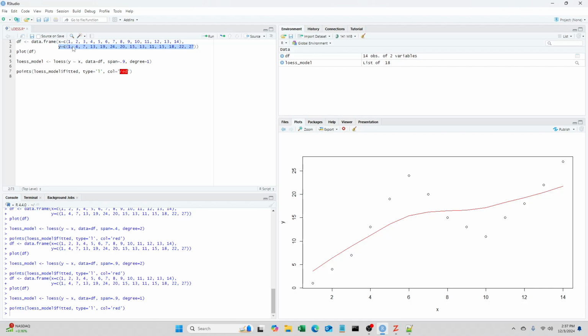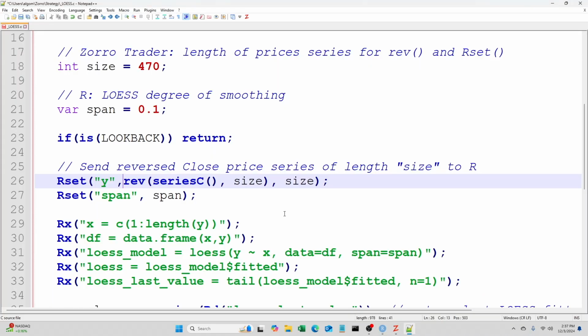Of course, this in R is called a vector, but it doesn't matter. So the first value in R is this value here. Well, in Zorro, this is the last value. Because that is the case, we have to use this reverse function, right?